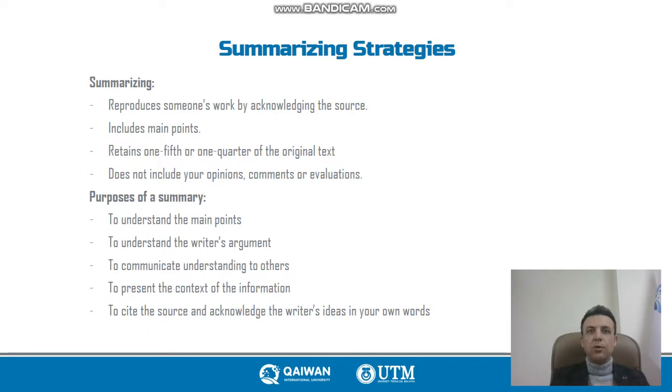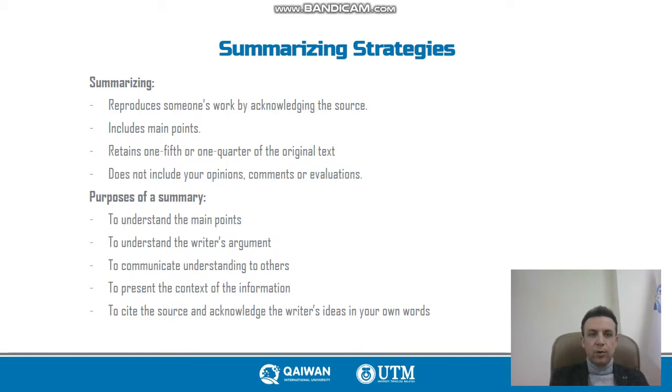You're not allowed to include your personal opinion because you are summarizing a piece of text that belongs to somebody else. So there are 5 different purposes for summarizing. The first is to understand the main points. This is a strategy that you can apply when you want to prepare for, let's say, your final exams. You can summarize the important points of a chapter, for example, the book, and then you can easily refer to the main points and have a review of what you've already studied.